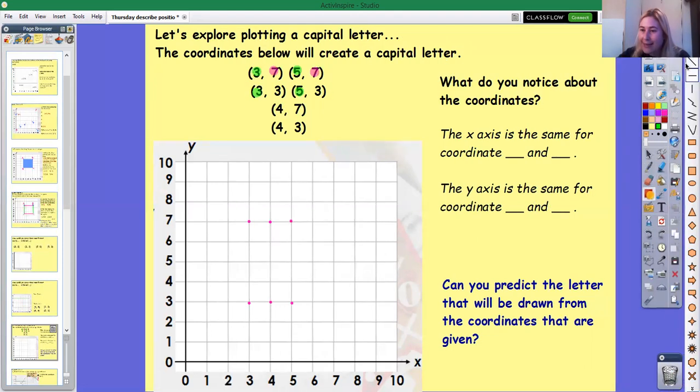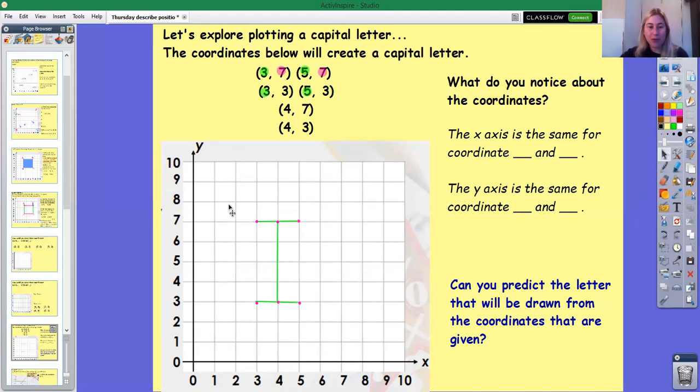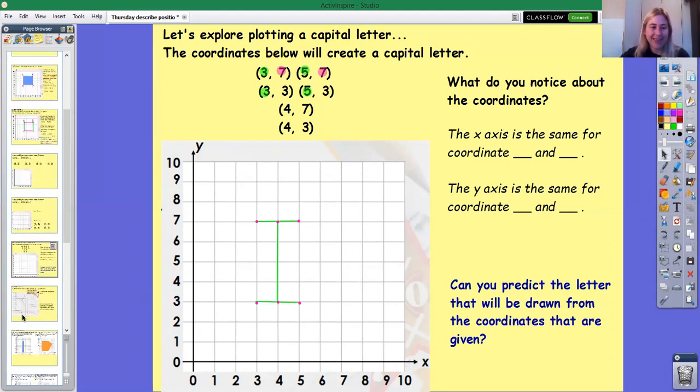But I think I can see a letter if I connect these lines and then I do a vertical line and then a horizontal line. It creates the letter I. So that's one that we thought. Is it what you predicted as well?